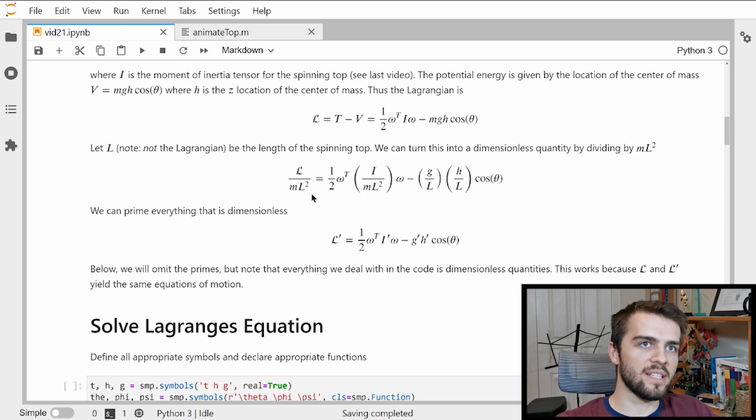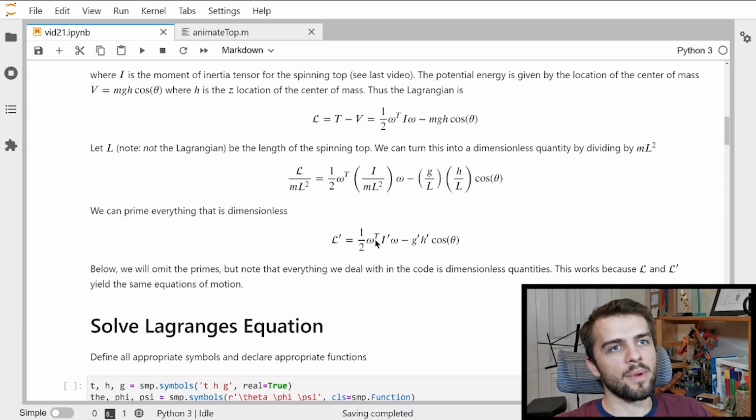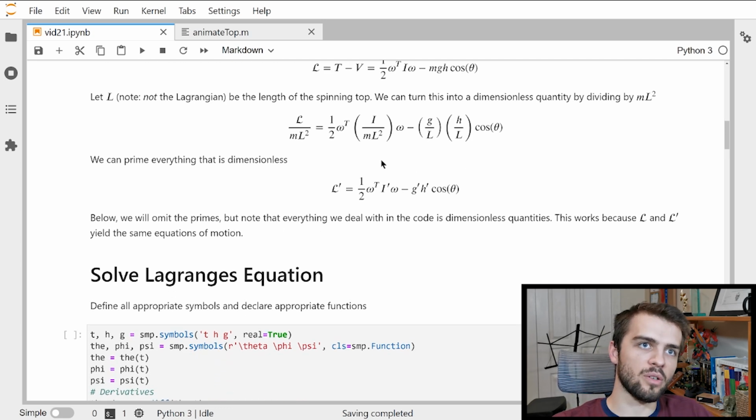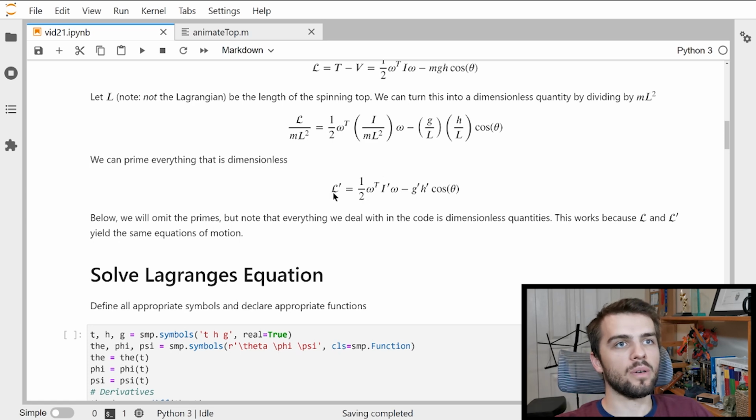And so rather than dealing with this messy equation, I'm just going to prime everything that has this divided-by factor. So L prime is 1/2 omega^T I prime omega minus g prime h prime cos theta. This is an easier equation to deal with. And in the code, I'll omit the primes, but just note that this is really the equation we're dealing with. And you might ask, can I use L prime as the Lagrangian like L? Do I get the same equations of motion? Yes, I do, because I can multiply the Lagrangian by any constant, which is m L squared, and I'll get the same equations of motion.